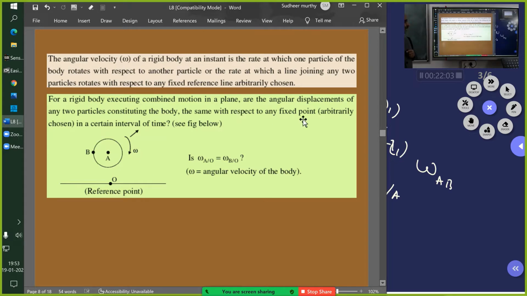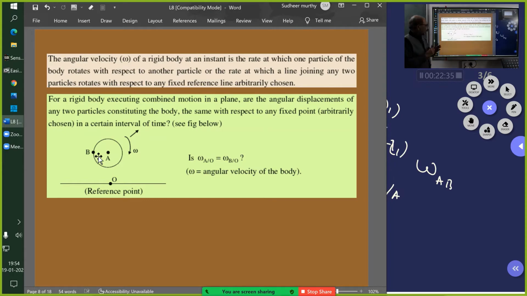Now please try to answer this. Particles are chosen, and the rigid body is here. Are the angular displacements of any two particles constituting the rigid body the same with respect to any fixed point? Angular displacement means, as we saw that time, theta 2 minus theta 1. Did you capture this problem first?